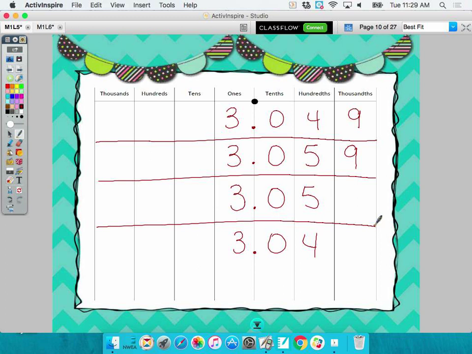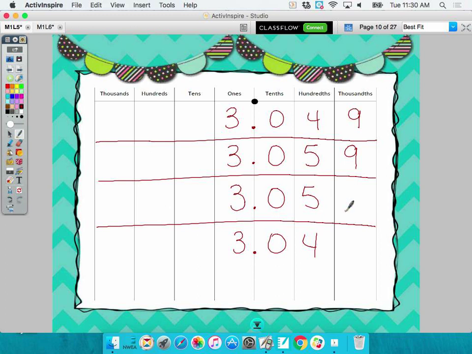Okay, look at what we wrote. Looks to me like the 3's and the 0's all match, so I'm just going to ignore those. And I'm going to look at 49, 59.